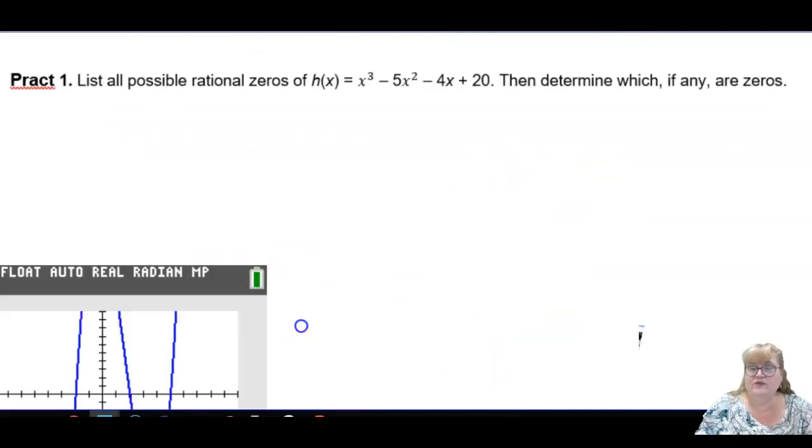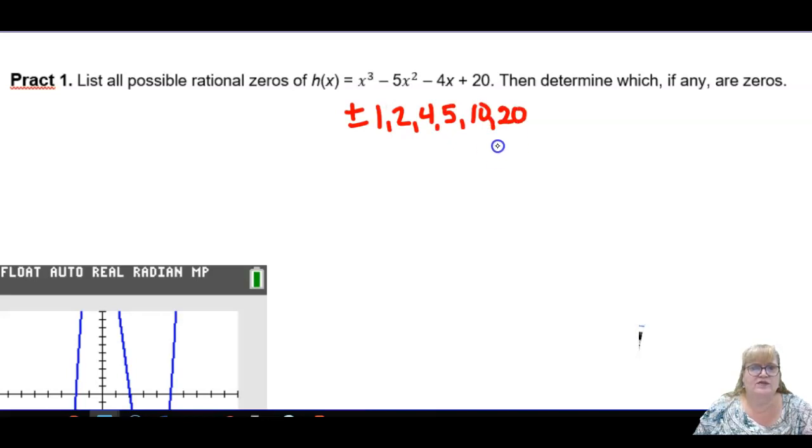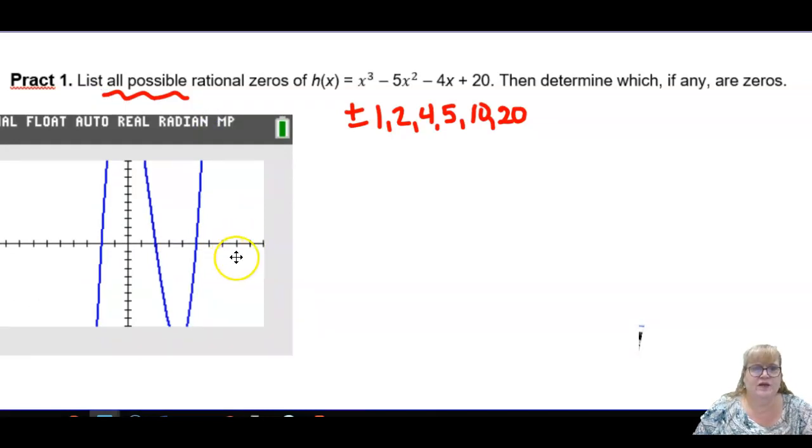All right, this one is actually way easier than it looks, okay, because list all the possible rational zeros. Well, we already did one with a constant of 20, I think, and no leading coefficient. So we'd have plus or minus 1, 2, 4, 5, don't forget 10 goes into 20, and 20. So there's all the possible rational zeros, okay? Now, determine if any of them work. Well, if we graph this bad boy, guess what?